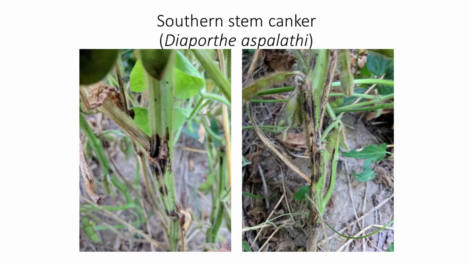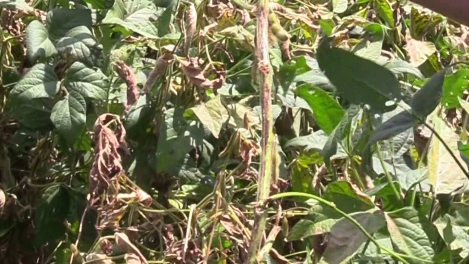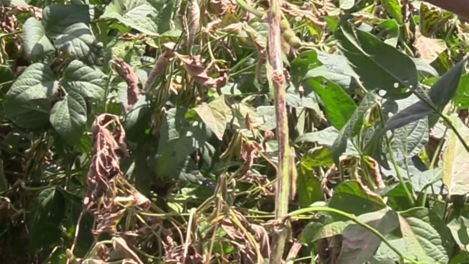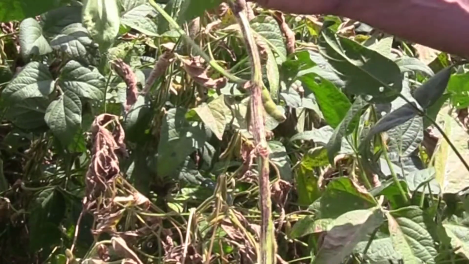What you'll see on the stem are brownish to reddish lesions, or dark areas, that occur on the stems. So these are the stem cankers that I was talking about, or the stem lesions. You can see they're dark in color. Lots of times these are going to start at a node and then spread from there.